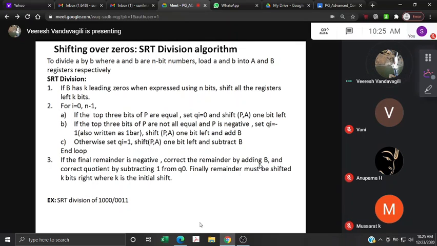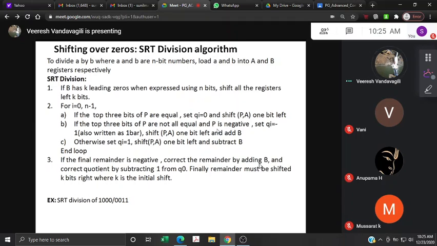If the top three bits of P are equal, set Qi equal to 0, and shift P comma A one bit left. If the top three bits of P are not equal, then P is negative. Set Qi equal to minus 1, shift P comma A one bit left and add the B. Otherwise, set Qi equal to 1, shift P comma A one bit left and subtract the B. This is the algorithm.